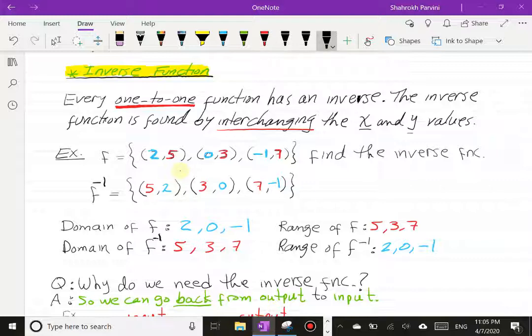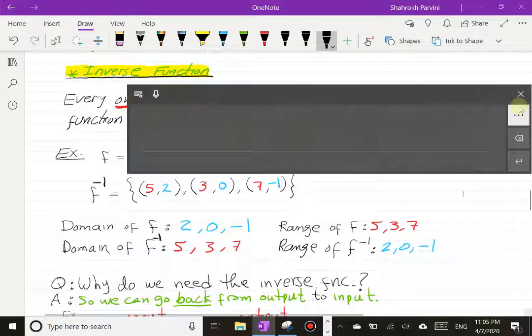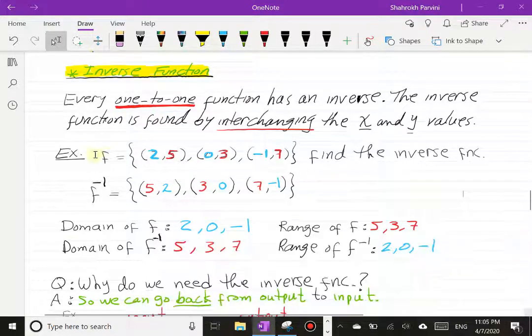So in this example, function f is the ordered pairs (2, 5), (0, 3), (-1, 7). And I'm using colors for a reason here. Now the inverse function, by definition, is when we interchange the x and the y. So we just flip the 2 and the 5: 5 comes here, 2 goes here. Flip (0, 3), we get (3, 0). Flip (-1, 7), we get (7, -1). And there you have it. That's going to be the inverse function.